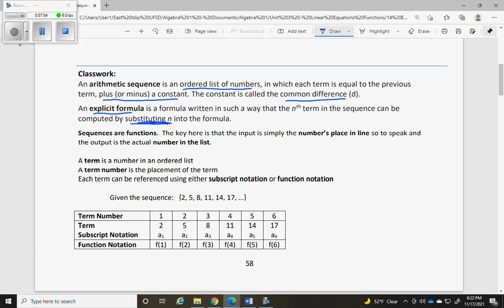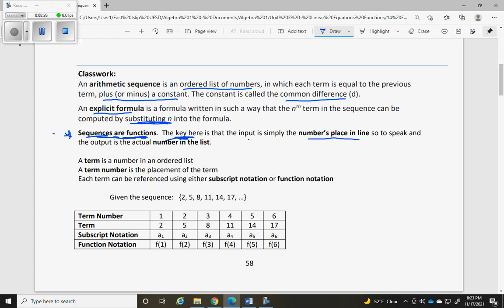So it's called an arithmetic sequence. It has a common difference. If we use a formula to find that sequence, it's called an explicit formula. Each number in the sequence is called a term, and everything has a term number because these numbers are in order. So sequences really are functions, and the key really is that the input is the numbers placed in line.